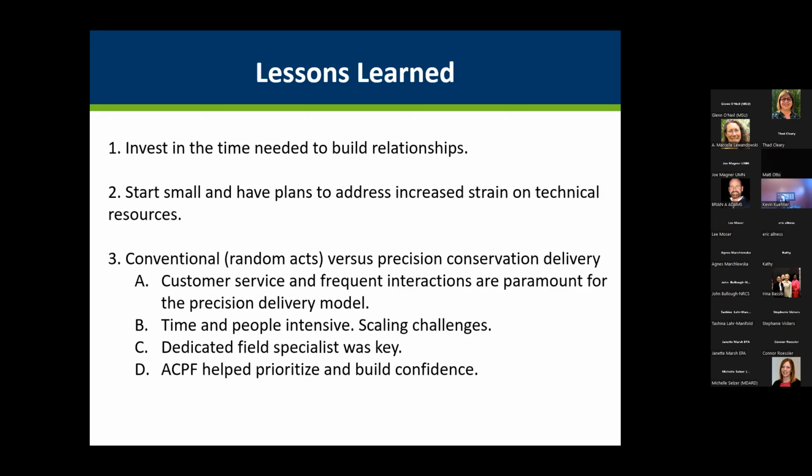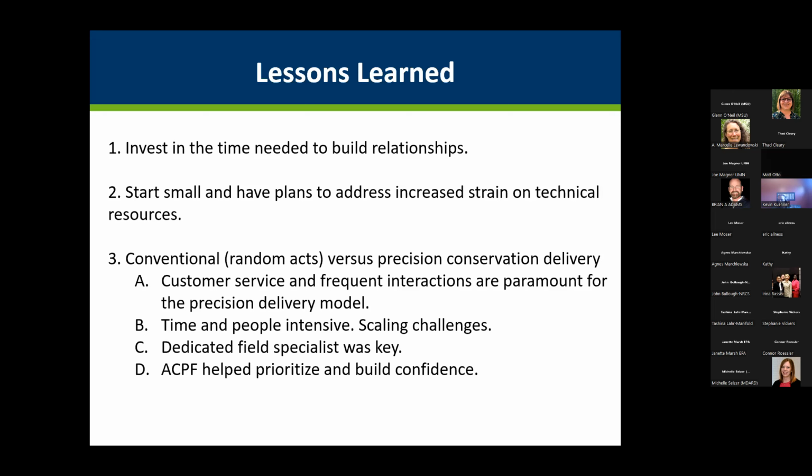But I think having that dedicated field specialist in our case was really critical to making this work. Ron was able to just devote all of his time to this. He was able to get out there on a Saturday or a Sunday and provide that really high quality customer service to those farmers and make it really as easy as possible to get those practices on the ground.